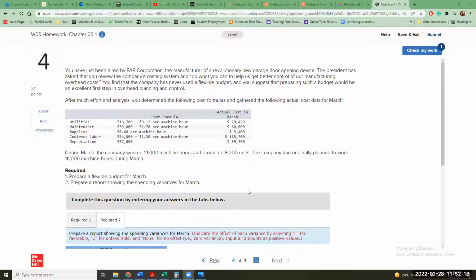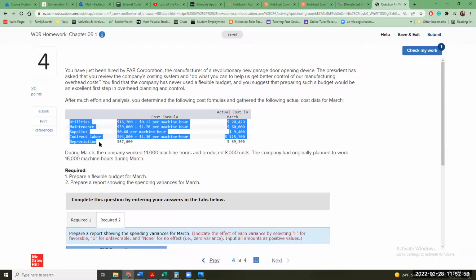It says that you have just been hired by FAB Corporation, the manufacturer of a revolutionary new garage door opening device. The president has asked that you review the company's costing system and do what you can to help us get better control of our manufacturing overhead costs. You find that the company has never used a flexible budget, and you suggest that preparing such a budget would be an excellent first step in overhead planning and control. After much effort and analysis, you determined the following cost formulas and gathered the following actual cost data for March.